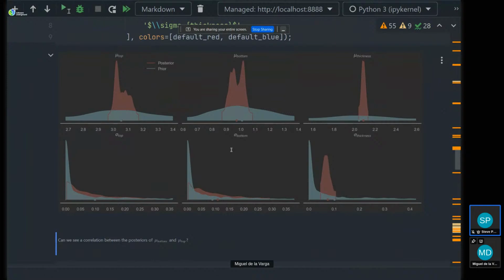But so far 6 parameters is fine, so it's easy enough for the chain to converge. And here we can see also something quite interesting. Especially between the top and the bottom, there seems to be some type of correlation. There are like 2 hills.